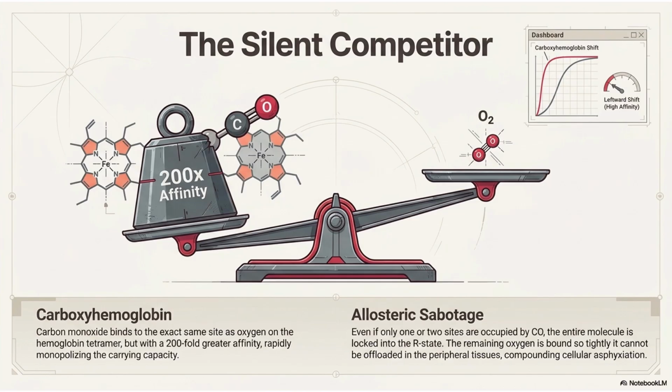Remember the R state and the T state that we discussed? When carbon monoxide binds to even one heme group, it stabilizes the entire hemoglobin molecule in the R state. That means the remaining oxygen molecules are held much more tightly than normal.